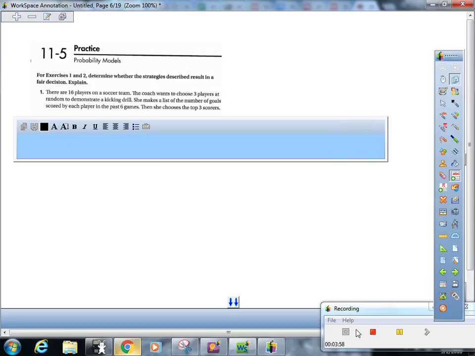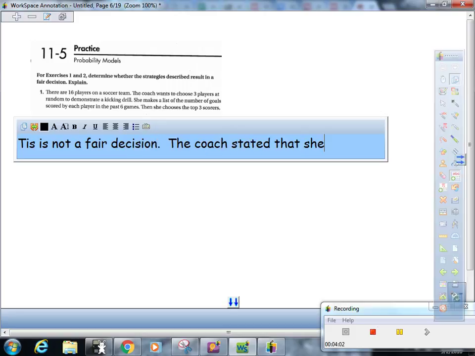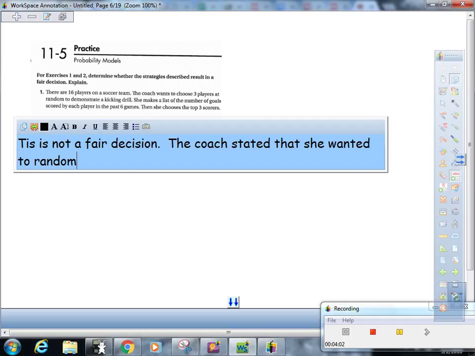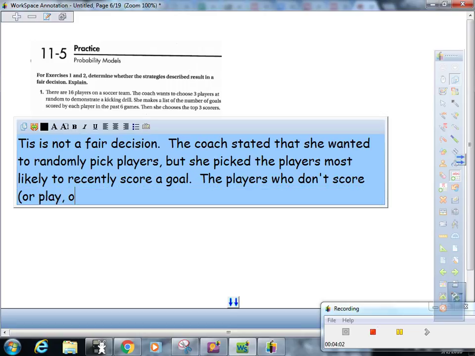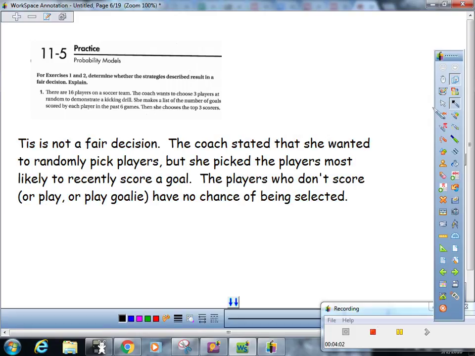Is that random? So I would say this is not a fair decision. The coach stated that she wanted to randomly pick players, but she picked the players most likely to have recently scored a goal. The players who don't score or play goalie have no chance of being selected. So now you get an idea of what the theme is for today. This will be a pretty quick video, especially compared to the last ones.